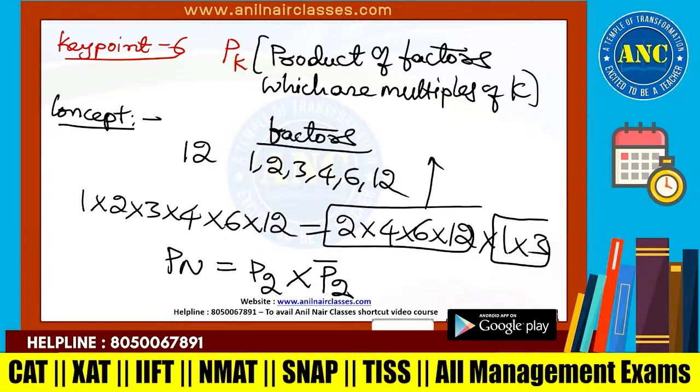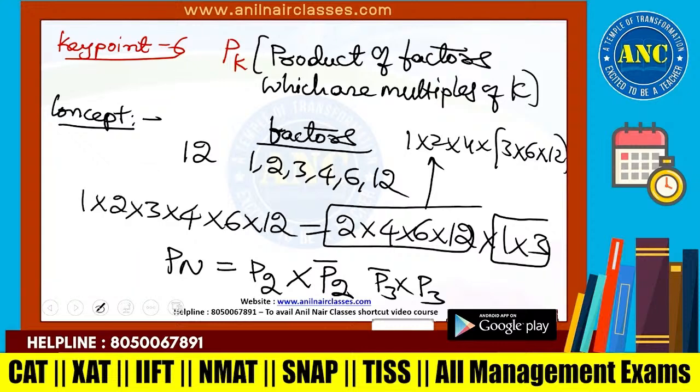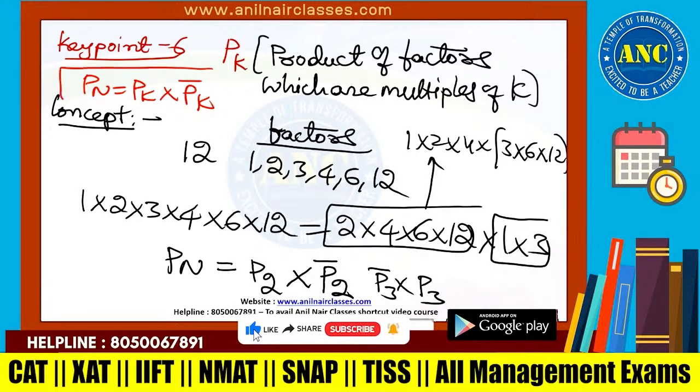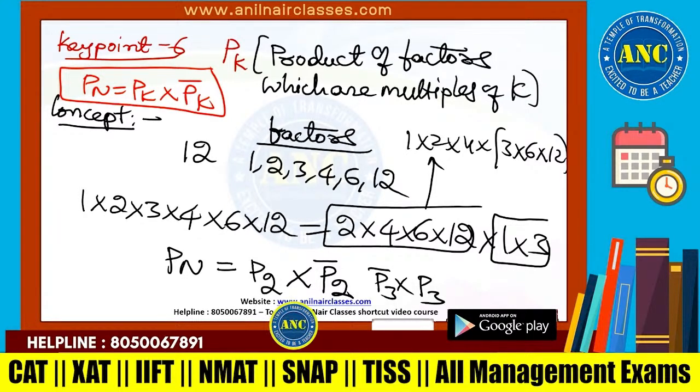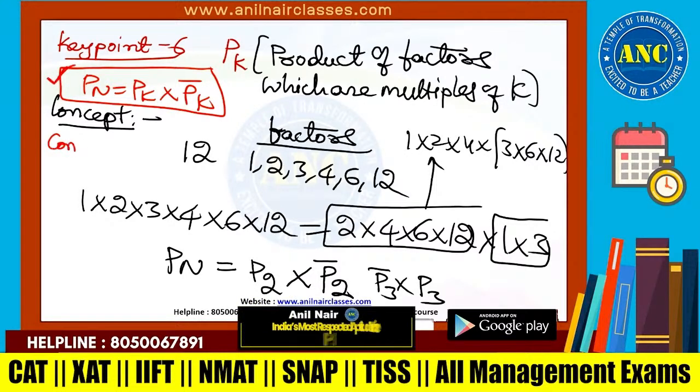You can also write it as 1 into 2 into 4 into 3 into 6 into 12. 3, 6 and 12 are multiples of 3. Remaining all are not multiples of 3. So, very, very important learning. Pn is Pk into Pk bar. Please write down: Pn equals Pk into Pk bar. Multiples of k, not multiples of k. Both we will solve. This is concept 1a.